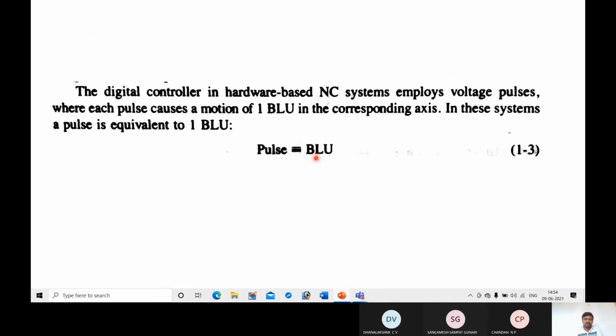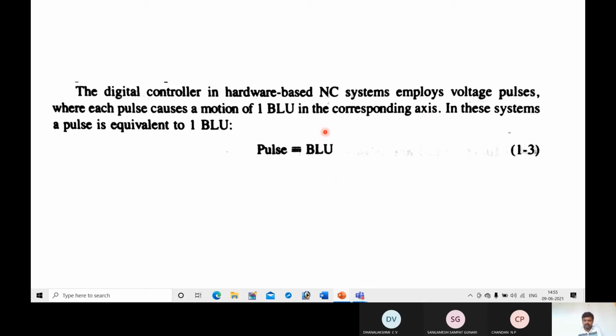Next, there are a few aspects related to CNC. The digital controller in hardware-based NC systems employs voltage pulses. That means in order to get movement along any direction, X, Y, Z, you need to give input to the motors. The signal input to the motor will be an electric signal in the form of pulses. The digital controller in hardware-based NC systems employs voltage pulses, where each pulse causes a motion of one basic length unit in the corresponding axis.